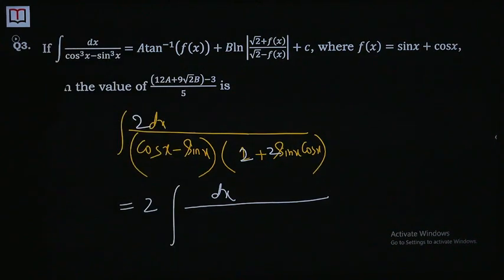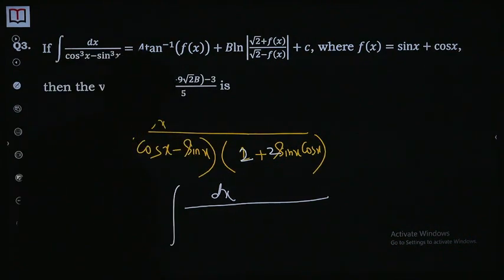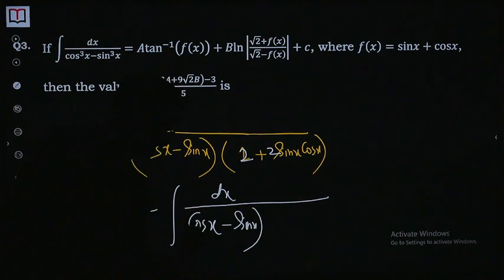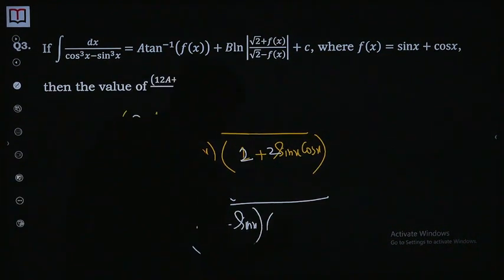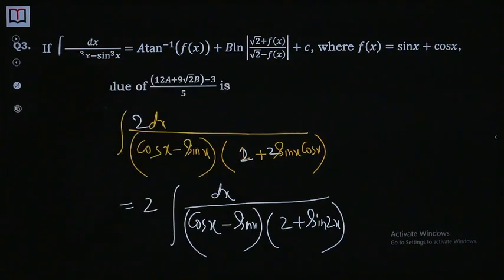Okay, there's a power cut, I am continuing, maybe we may have power back in a few minutes. I'm just continuing, at least the board is visible, that's what I know. So (sin x minus cos x) into (2 plus sine 2x). Okay, there's music being played somewhere. Okay, it's fine.